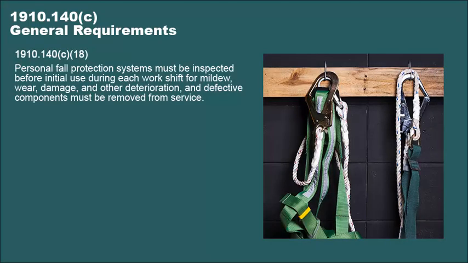Inspection of personal fall protection systems must happen before each work shift use. A few things workers should be looking for are mildew, wear and tear, damage, or other deterioration, as well as defective components. Any defective personal fall arrest system should be taken out of service.